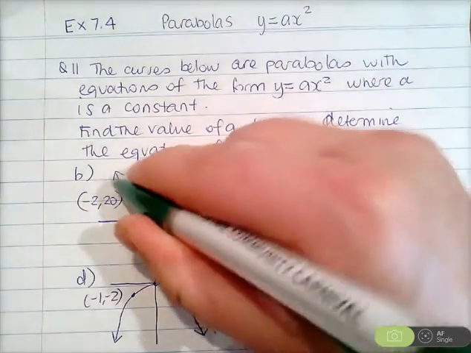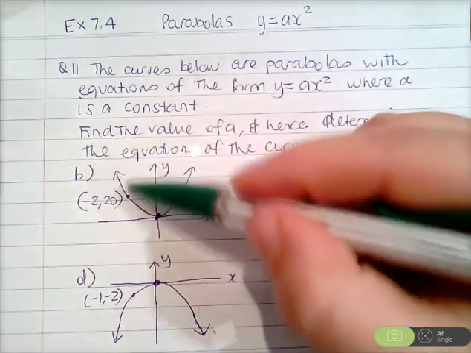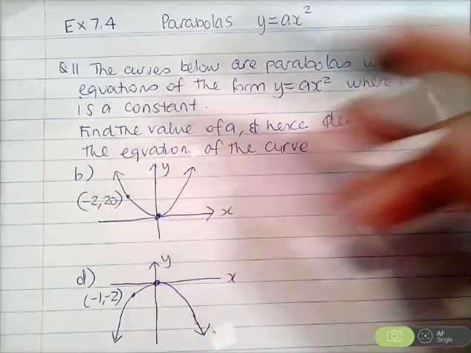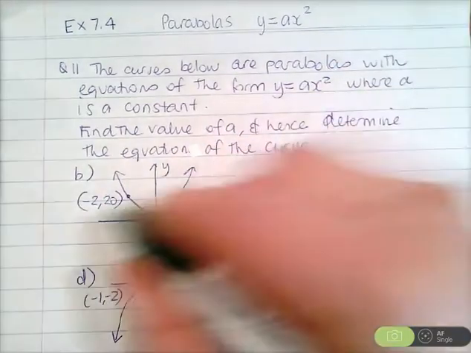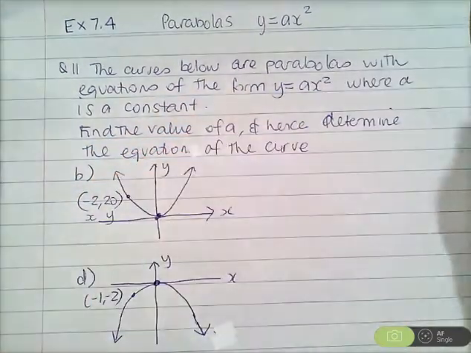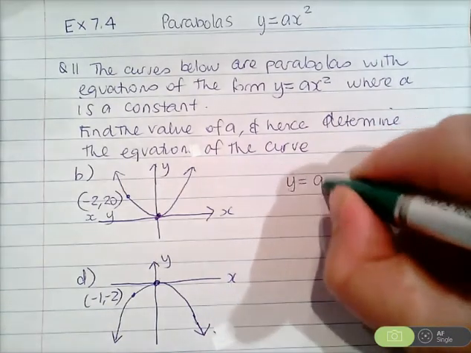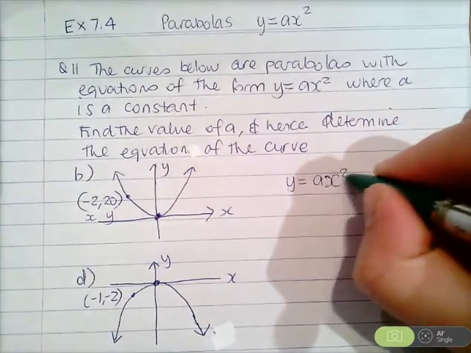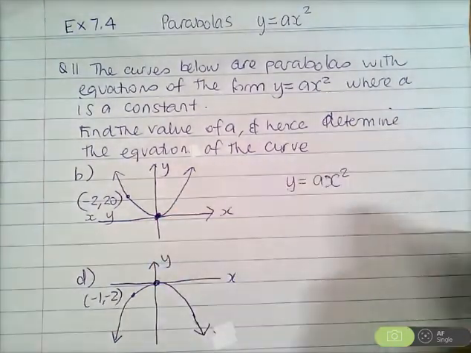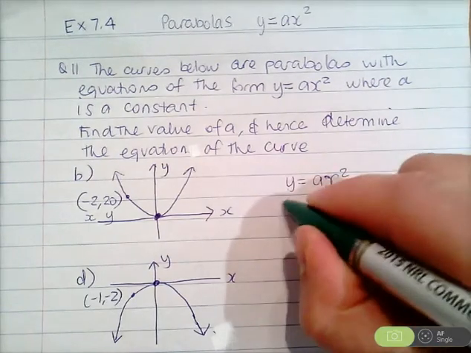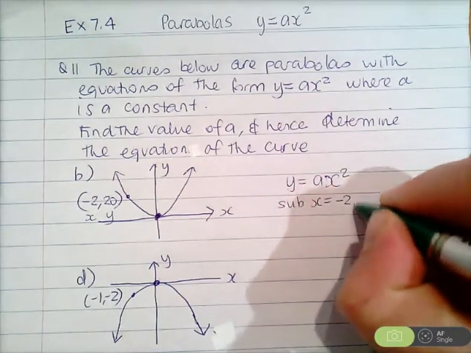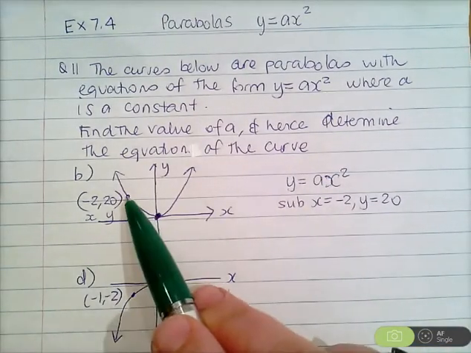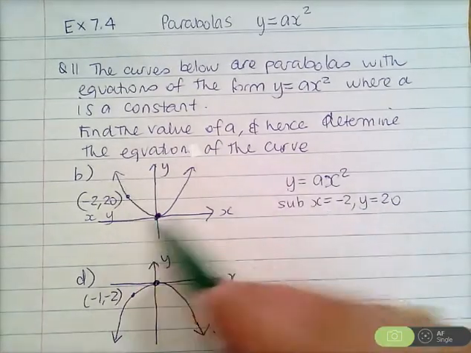Now, if we look at this first question here, question 11b, we've got a concave up parabola passing through 0, 0, and it also passes through the point -2, 20. Now, that is an x and a y point. So we know that the equation is of the type y equals ax squared, because its vertex is at the origin. Now what we do, we're going to substitute x is -2, y is 20 into that equation, because we know that the point -2, 20 lies on that particular parabola.